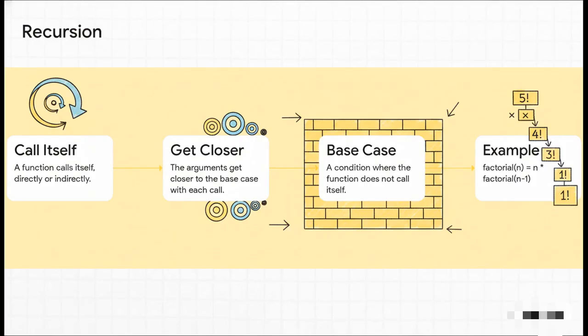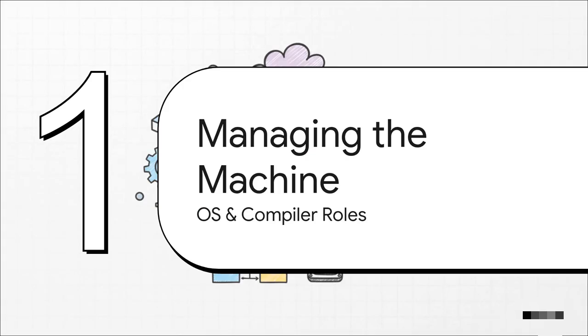Some of the most elegant, really clever algorithms use this concept called recursion. This is where a function solves a problem by calling itself on a smaller piece of the same problem. The whole trick is that it keeps doing this until it hits a base case, a simple version it knows how to solve right away. A classic example is the factorial function. To find the factorial of 5, you just need 5 times the factorial of 4, and you keep going down until you hit 1.